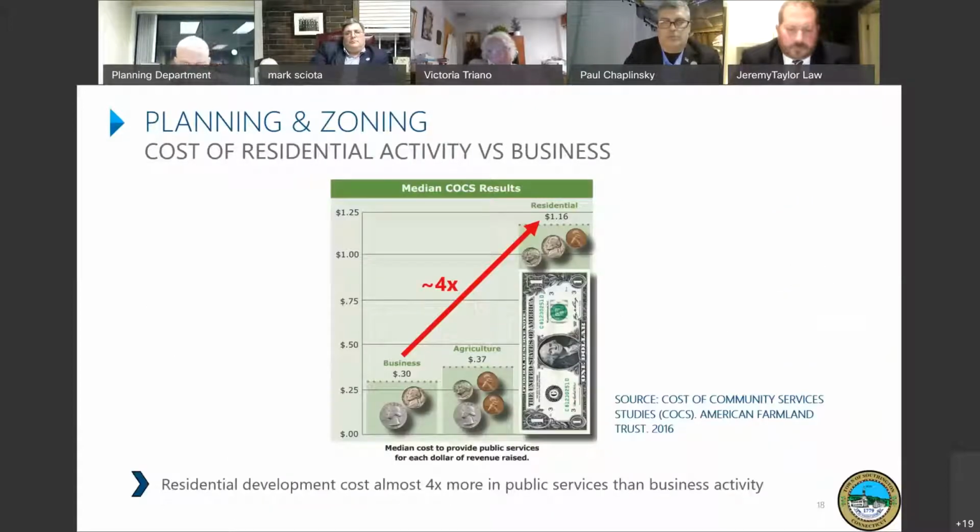I also want to mention that the American Farmland Trust has accumulated data from all over the country, which shows that the cost of community services from residential land uses exceeds every tax dollar generated and is substantially higher than other land uses such as business and agriculture. So in other words, for every dollar that's raised in tax revenue, residential costs $1.16. Obviously, the other land uses, business and agriculture, are far less than that, and that is certainly something to take note of.